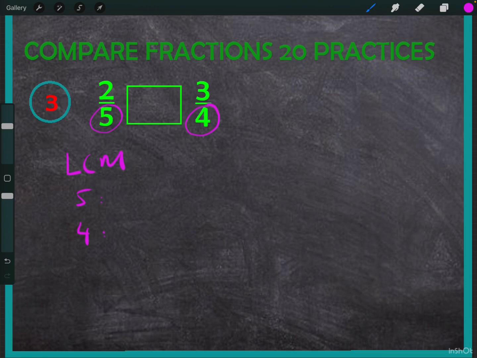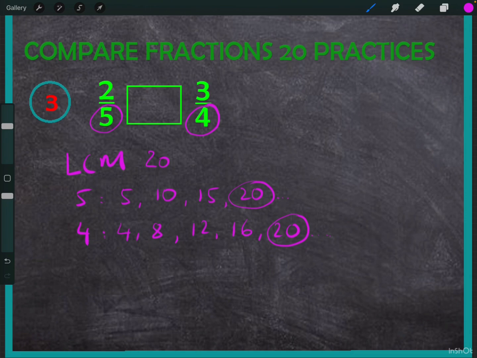First we find the multiples for number 5. 5 times 1 is 5, 5 times 2 is 10, 5 times 3 is 15, 5 times 4 is 20, etc. For number 4, we have multiples. 4 times 1 is 4, 4 times 2 is 8, 4 times 3 is 12, 4 times 4 is 16, 4 times 5 is 20, etc. We see that 20 is the least common multiple of 5 and 4, or the LCM is 20.